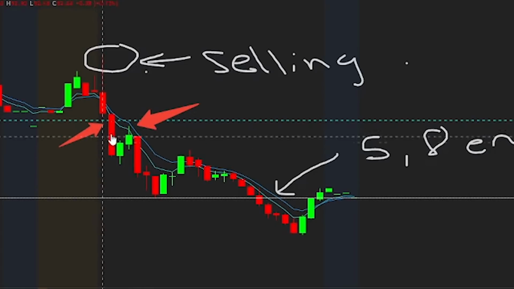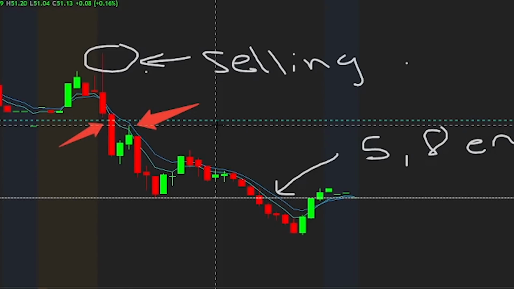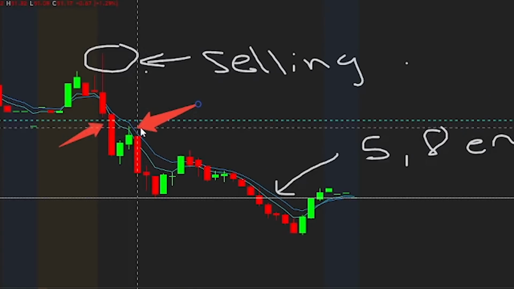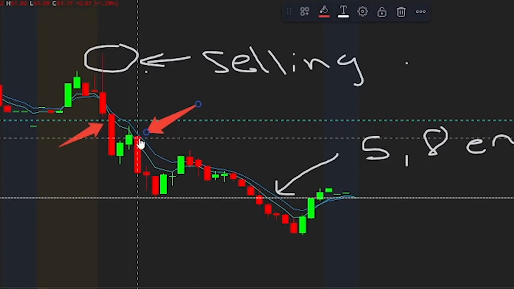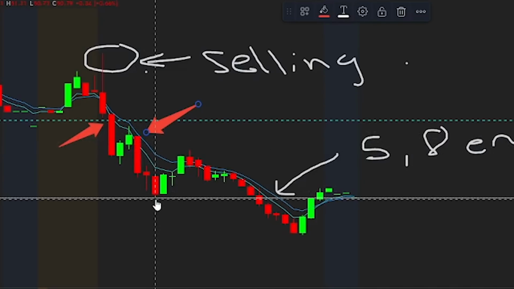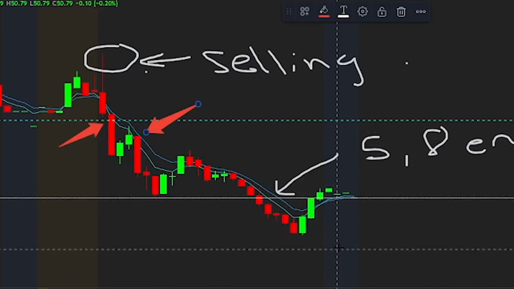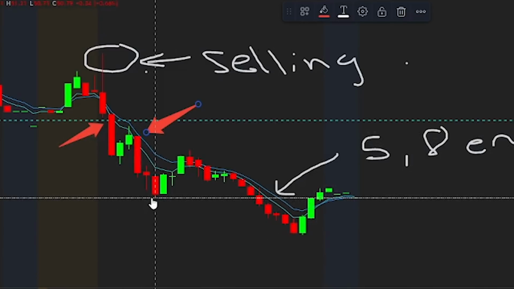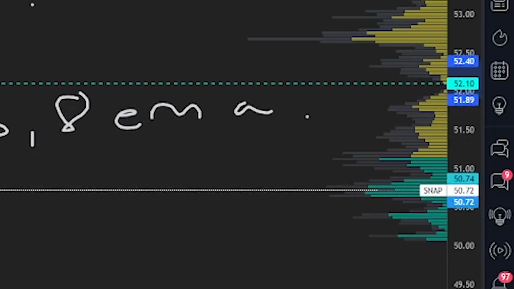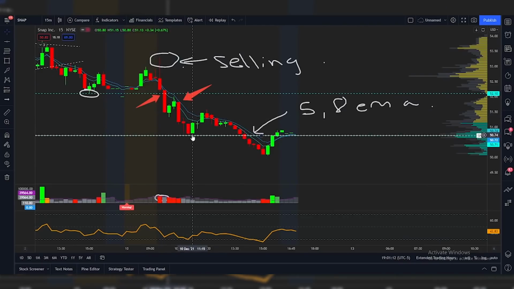So I opened my starter here, I'm in half size of my normal full size, right? So I added more on this rejection, or not on this rejection, but when the next 15-minute closed and was rejecting this, added back more. And then you see we flush down and we come down to an area of support here, right? We enter an area of support around 50.72. I didn't catch the exact bottom.